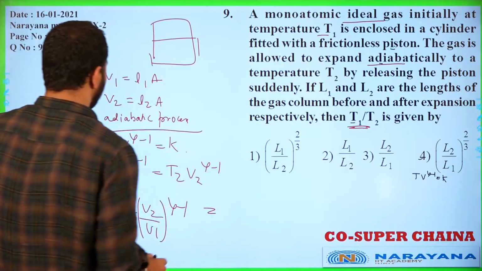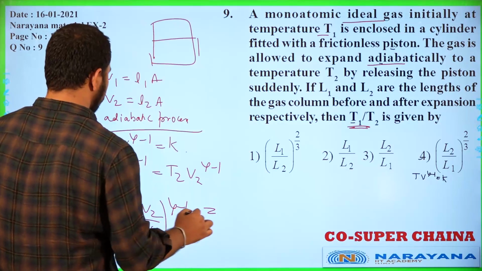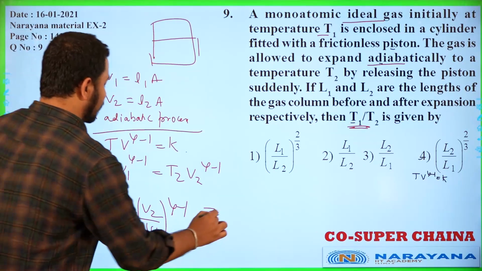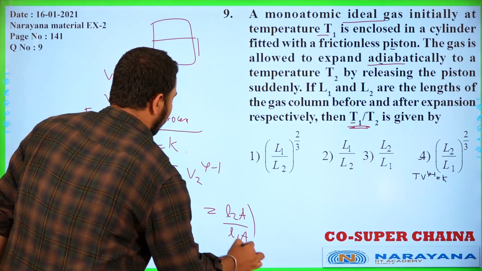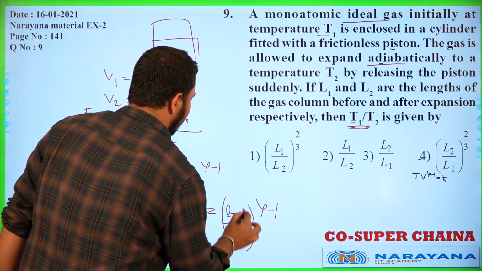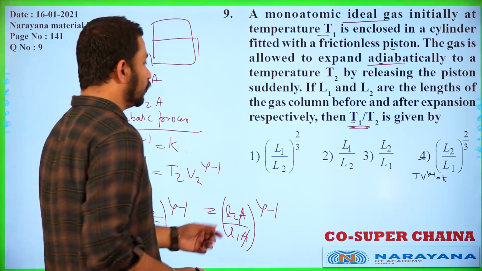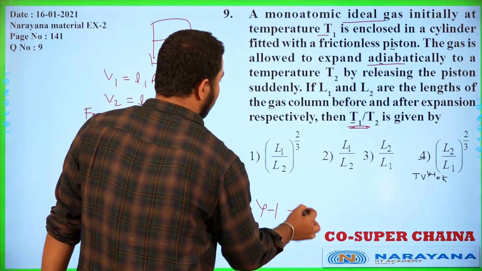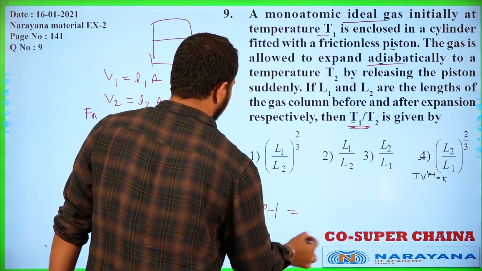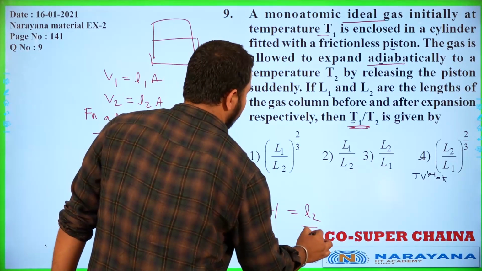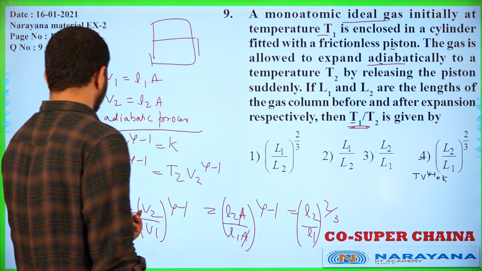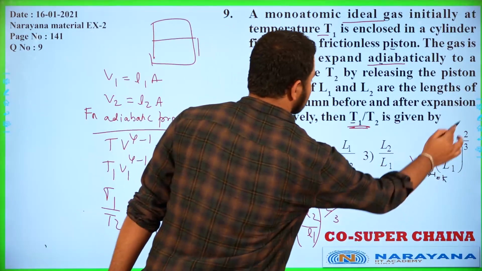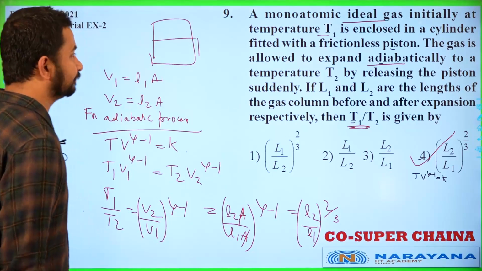If you substitute the values of V1 and V2, we write L2A by L1A to the power gamma minus 1. A will be cancelled out, and we get L2 by L1 to the power gamma minus 1. If you substitute the gamma value for a monoatomic gas, it comes as 2 by 3, and that will be the required answer for the T1 by T2 ratio. So this is the answer for the given question.